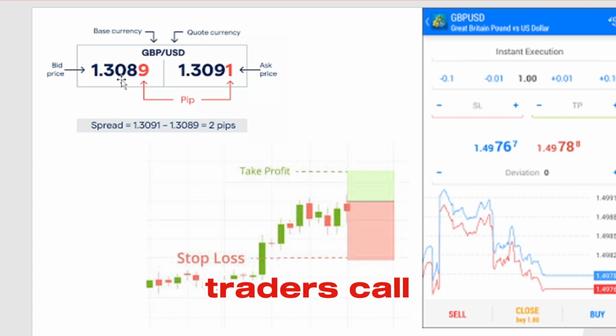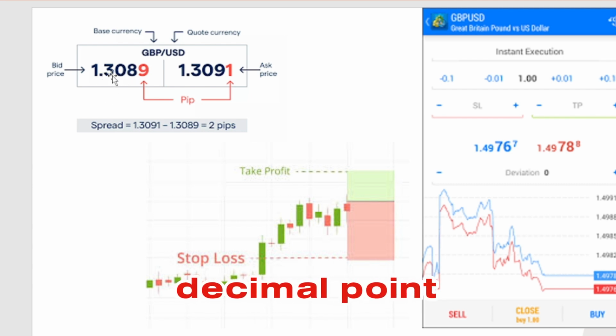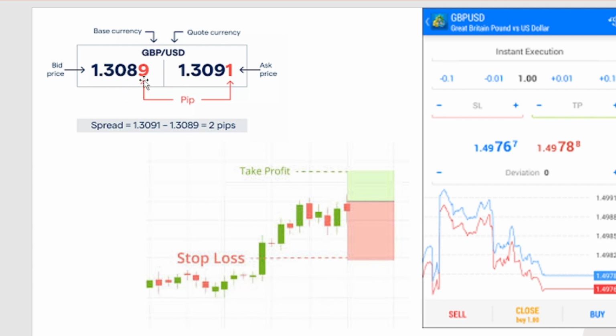I see so many traders call themselves advanced traders but don't know how to calculate pips. On how to calculate your pips, just count 4 digits after the decimal point. 1, 2, 3, 4. So this 9 is your pip. Let's come to the quote currency. Count the last 4 digits after the decimal point. 1, 2, 3, 4. So this 1 is your pip.